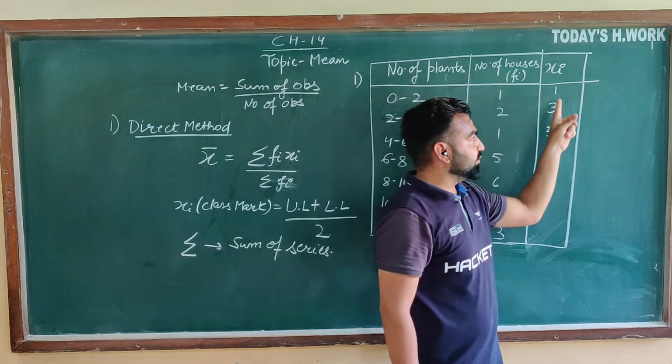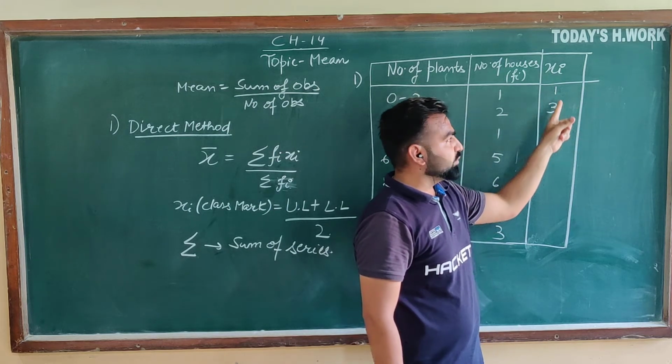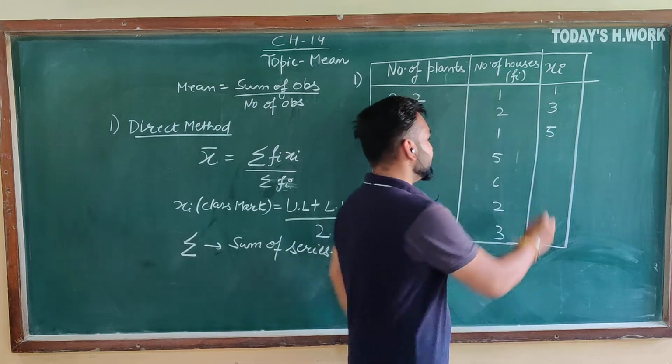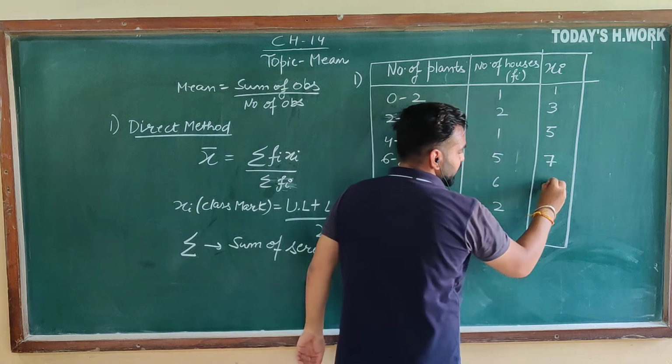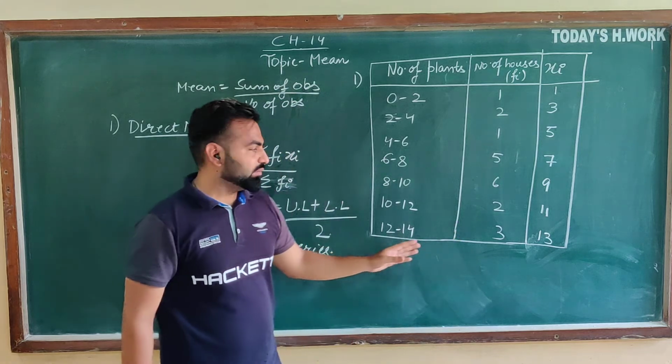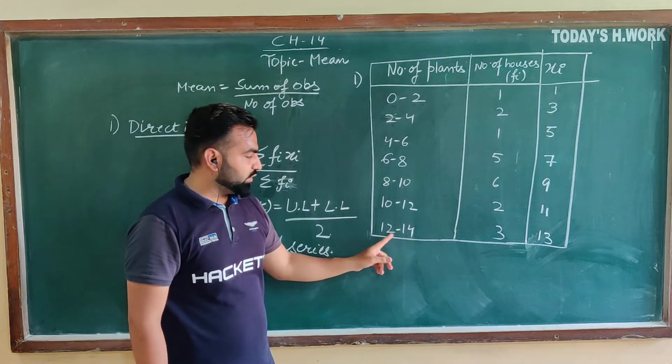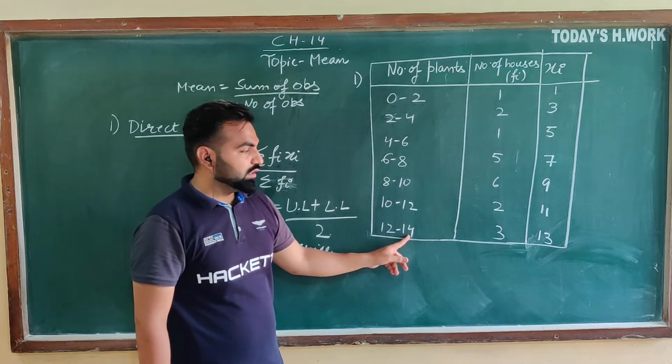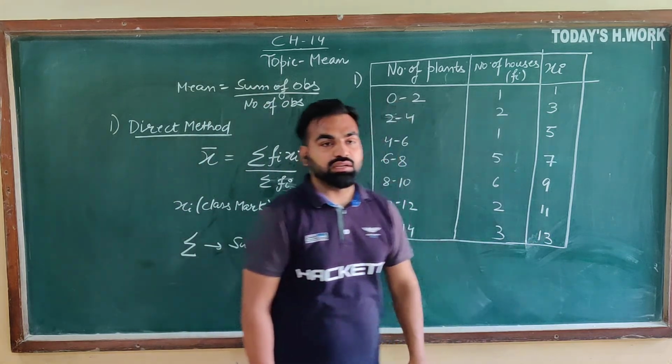And we can check that the difference is constant here. 1 plus 2 is 3, 3 plus 2 is 5. So next numbers will be 7, 9, 11 and 13. We can verify it by doing the actual calculation. 12 plus 14 by 2 is 13. So here this will be 13.